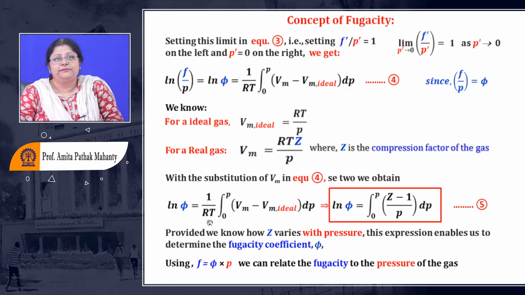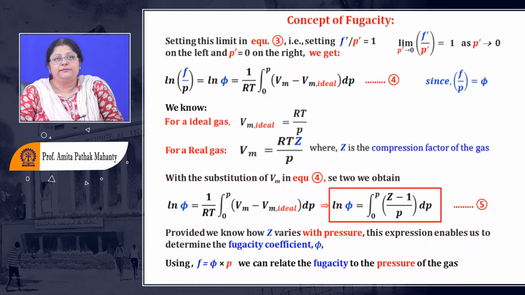If I take RT common, then I have nothing but here from here I have Z, and from here I have 1. So the integral of (Z minus 1) by P dP from the limits 0 to P is going to be the measure of the ln of the fugacity coefficient. And if I know the fugacity coefficient and I multiply with the pressure, I get the fugacity.